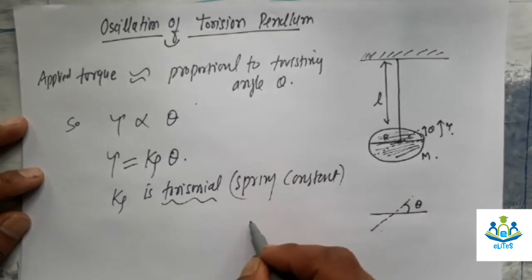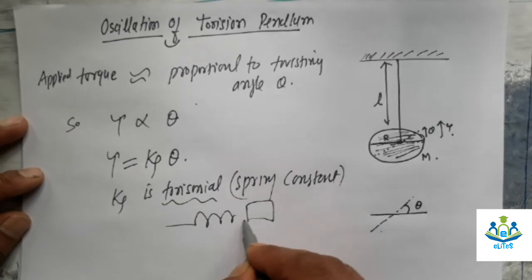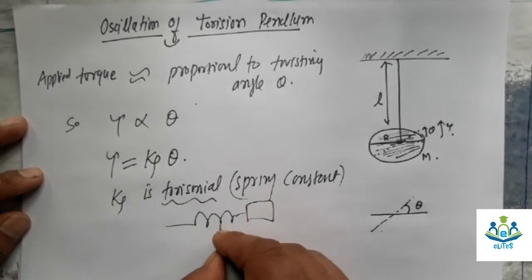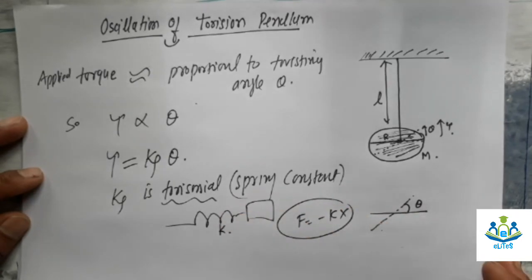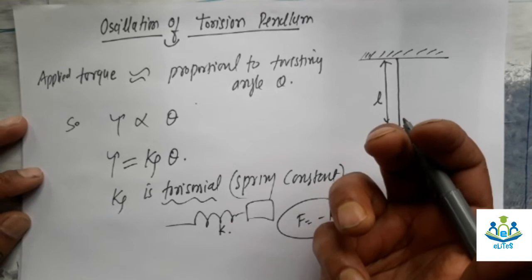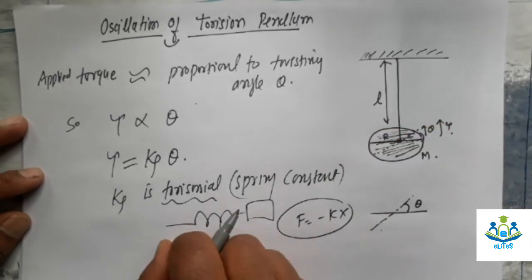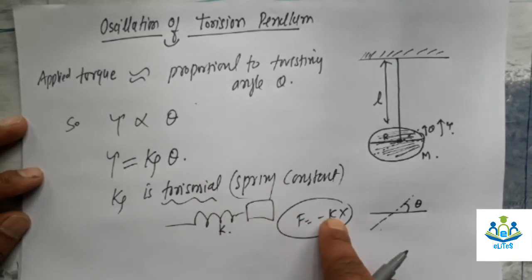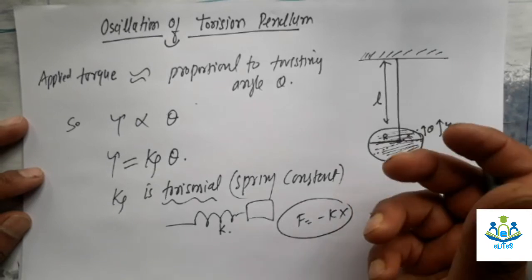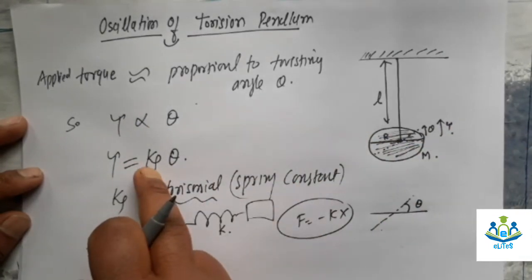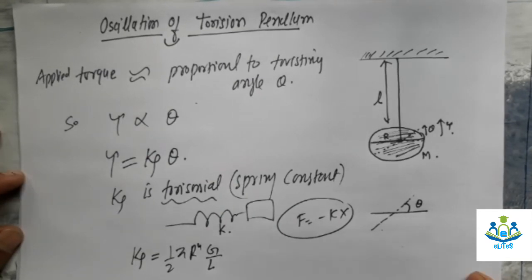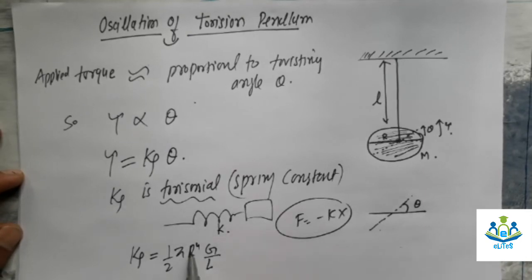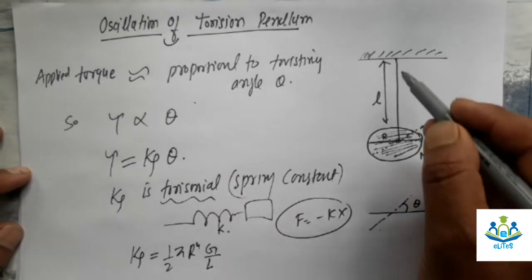If you take a spring and attach a mass m and it is moving back and forth, then this is the spring constant k, and the restoring force is minus k times x. Here in our case, the spring constant is kappa. When I rotate it, it produces oscillation just like the spring. In our case, torque is the restoring force. This torque is the restoring force, so this must be negative. This kappa I have already derived previously. It's 1 by 2 pi r raised to power 4 G by l, because the wire is a circular wire and its length is l.